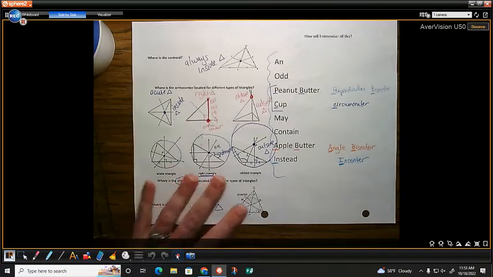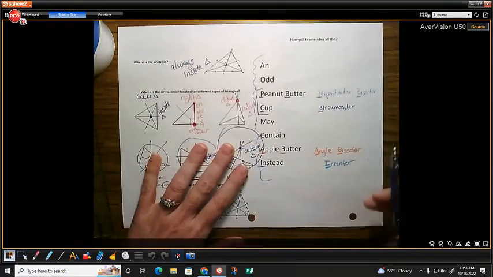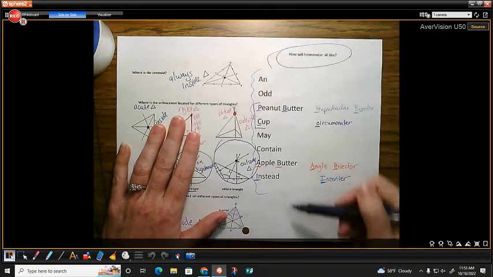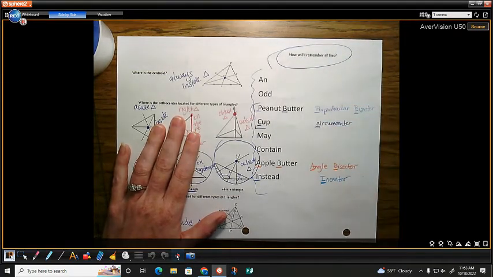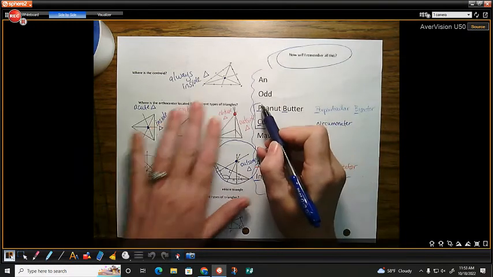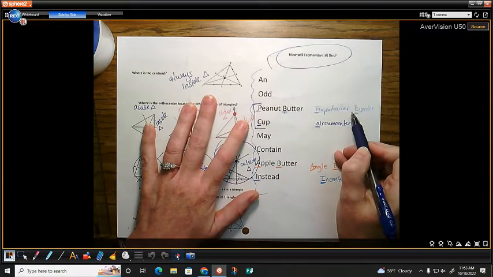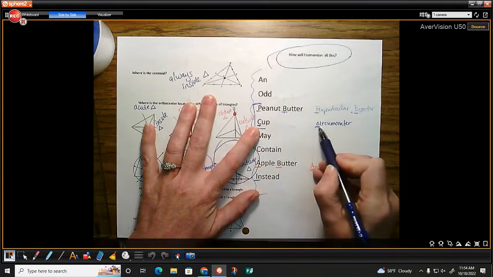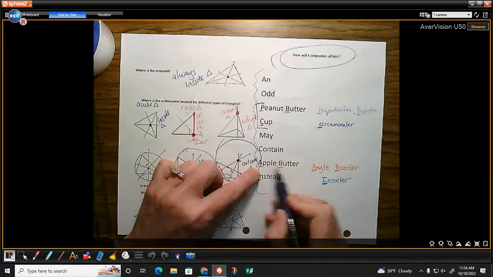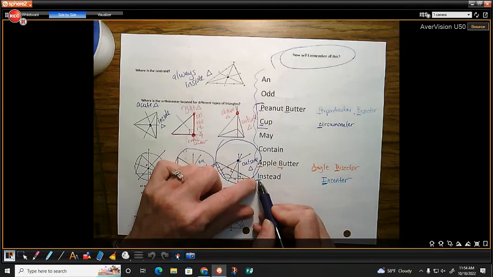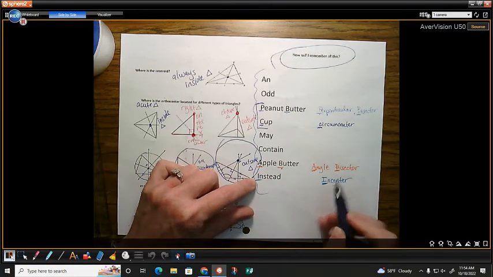And I've got a neat illustration to show you that, but first I want to remind ourselves how you are going to remember what thing goes with what. Which segment goes with which center? It's an odd peanut butter cup may contain apple butter instead. And it always goes in pairs. Y'all told me last time that peanut butter made you think of perpendicular bisector. And so the cup, the C from the cup, told you to go with the circumcenter. And apple butter went really nicely with angle bisector, and so the instead told you to do in-center.